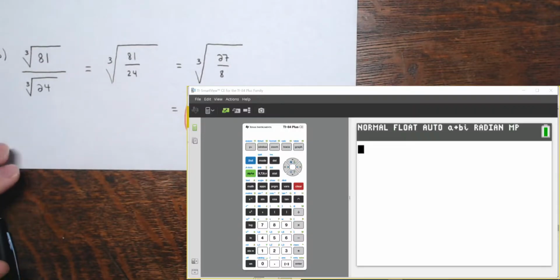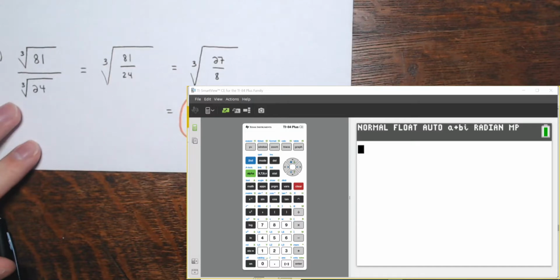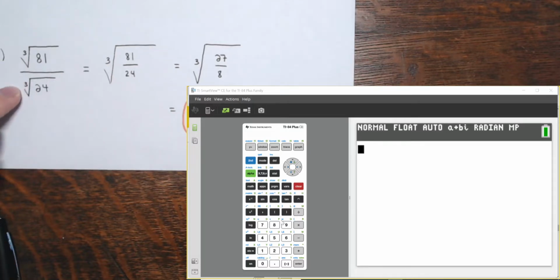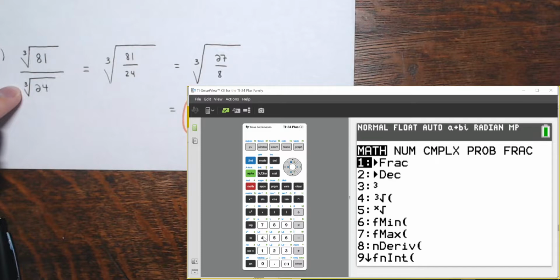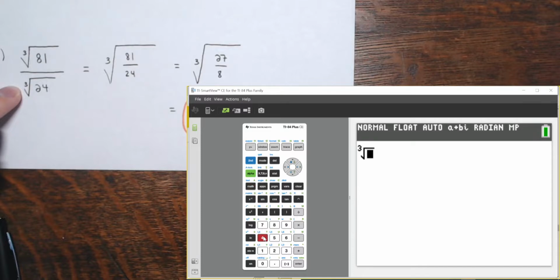So pull my calculator up here. Again, I'll punch in the original expression, which was the cube root, and hopefully you know, on whatever calculator you're using, how to enter different roots, right? Cube roots, fourth roots, and so on.